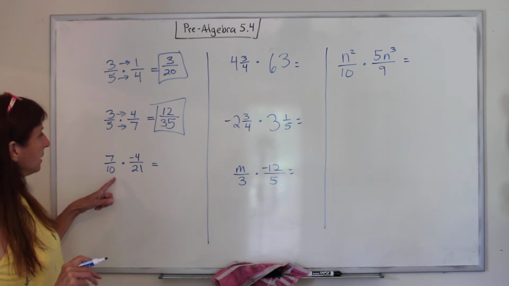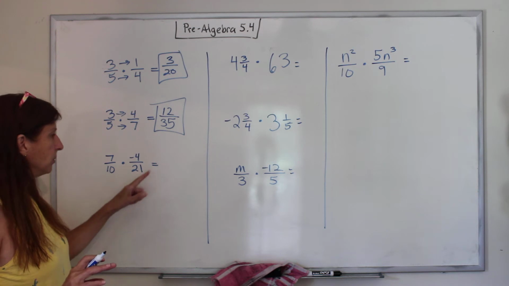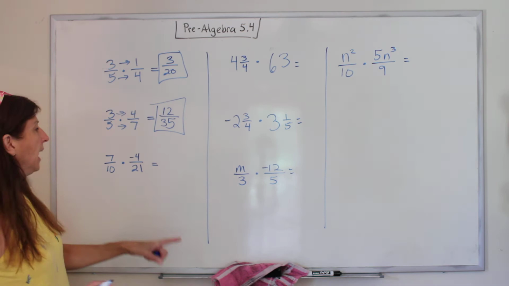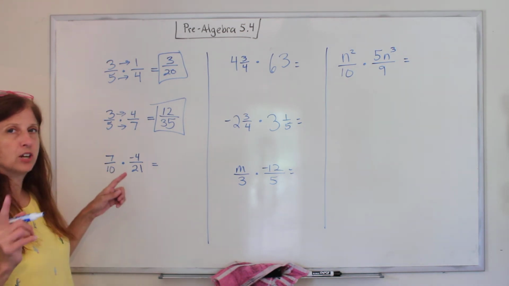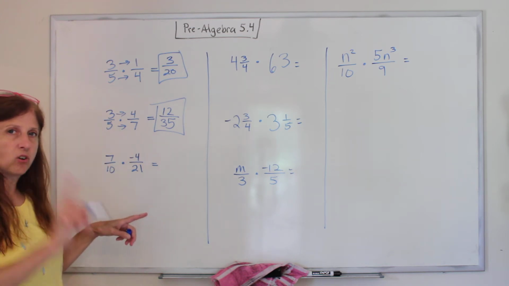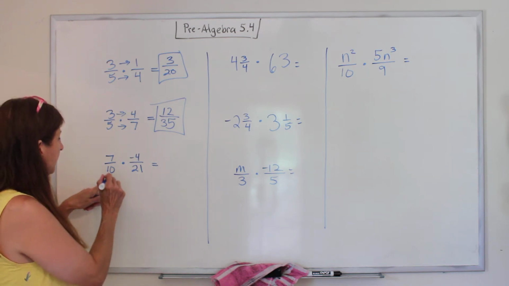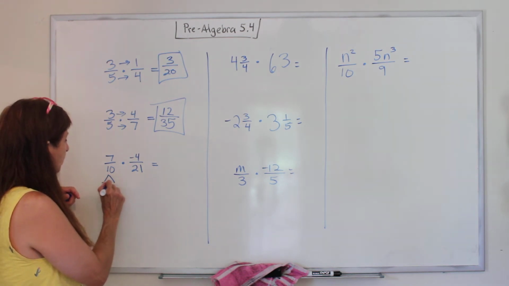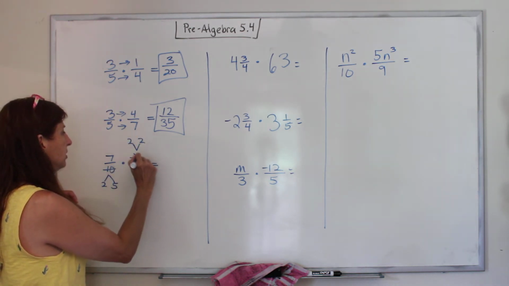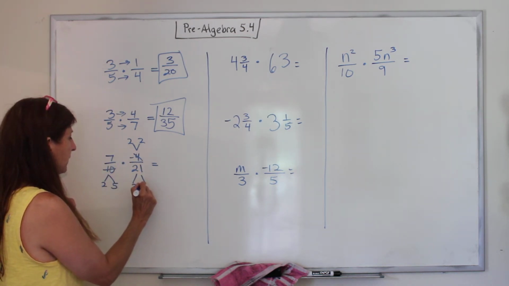Now, this one, you could do 7 times 4, negative 4, 10 times 21, and do it straight over and get the answer. But then you'd have to reduce it. And if you can do what I showed you before, of converting numbers into their factors and crossing out, it's fun and a little bit easier. So 10 is made out of 2 times 5. 4 is made out of 2 times 2. 7 is prime, but 21 is made out of 3 times 7.